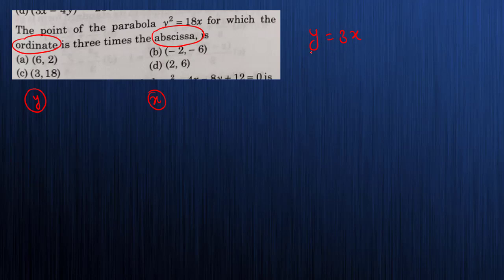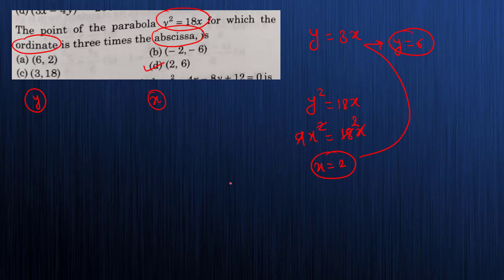As this point is lying on the parabola, it should satisfy the equation of the parabola. So substitute in the equation of the parabola. y square equals 18x is the equation of the parabola. Substitute y equals 3x. So y square becomes 9x square equals 18x. One x cancels, and it goes to the other side. So x I am getting is equal to 2. If x equals 2, then what is y? y equals 6. So the point you are getting is (2, 6). So here the option is D.